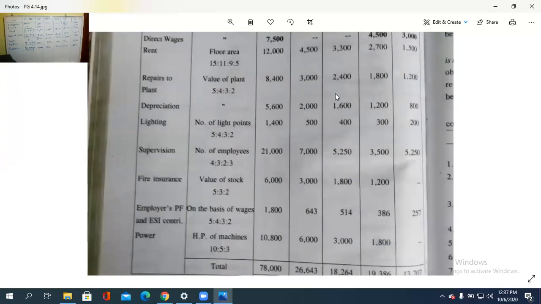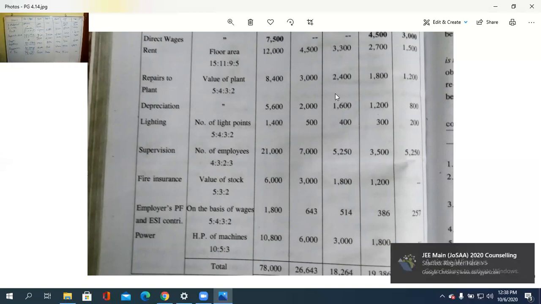Then after the supervision, what all is there? Fire insurance. Fire insurance, what is that? Value of the stock. How much? 5 is to 3 is to 2. There is no item with the last term. 6,000 is there. That 6,000 is to be apportioned on 5 plus 3 plus 2: 5 by 10, 3 by 10, 2 by 10. So it is 3,000, 1,800 and 1,200.